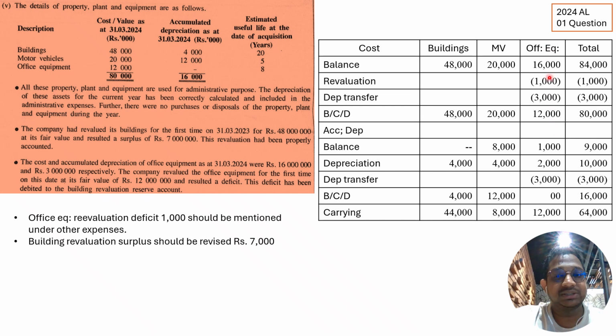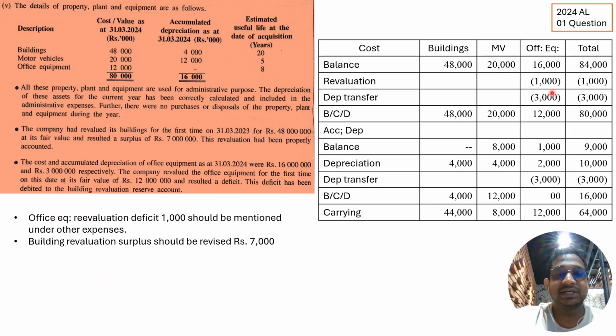And the revaluation deficit that you found from here, what they did, they transferred that to the revaluation reserves of the buildings. That's interesting, right? So that's why the 7,000 in the trial balance is mentioned as 6,000, because they transferred the office equipment deficit to the revaluation reserves of the buildings. So you have to correct over there.